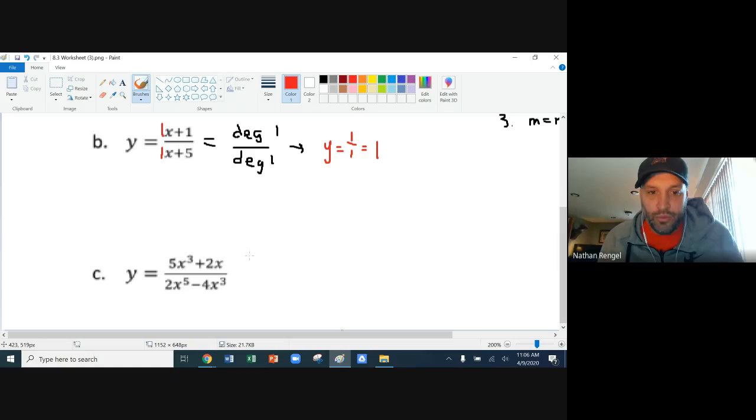Last problem, we've got a degree in the numerator of 3. Degree in your denominator of 5.